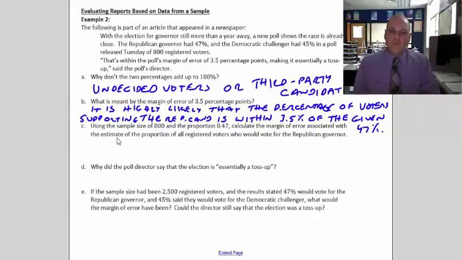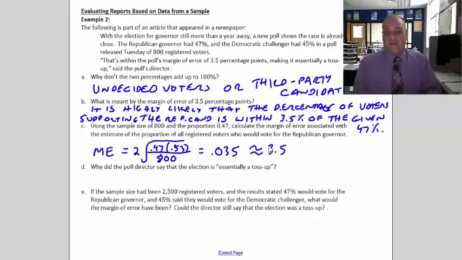Okay. So what you're going to do here is calculate where did that 3.5% come from. Well, it came from our formula for margin of error of proportions. 2 times the square root of what was the percent? 0.47 times 0.53. 0.53 is 1 minus 0.47 divided by n. 800 was the sample size. And if you put that in your calculator, you get 0.035, which is approximately 3.5. It's exactly, not approximately, 3.5% margin of error. Okay, 3.5% margin of error. That's where that came from.